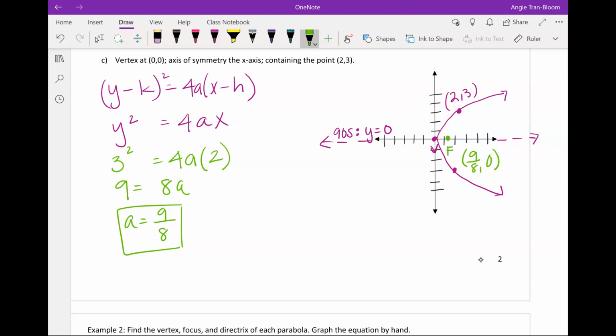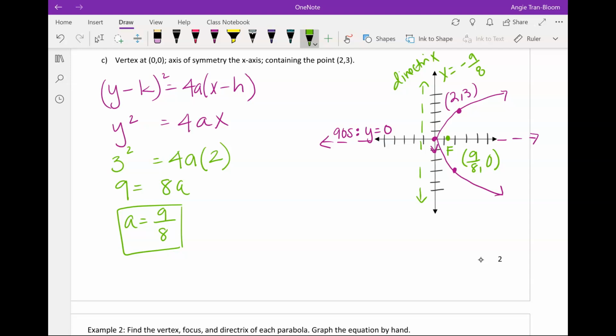True or false? True. The directrix is where? Negative. You're right. X or Y equals? X equals. Remember, I asked you to label all of this. So the directrix: x equals negative 9/8.